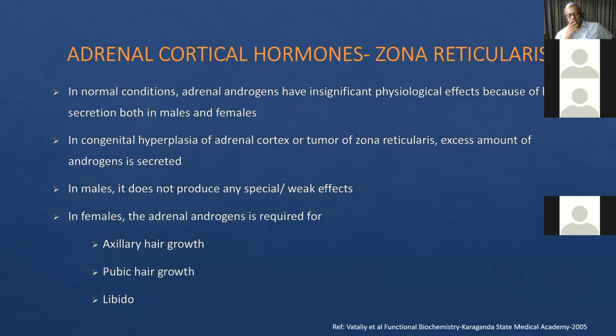In congenital hyperplasia of the adrenal cortex or tumor of the zona reticularis, excess amount of androgens is secreted. In males, because of the normal sexual hormones like testosterone, they won't have that much effects. But in females, adrenal androgens are required. So in females, the normal amount helps in axillary hair growth, pubic hair growth, and libido.